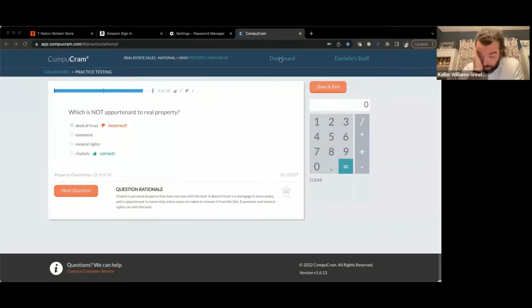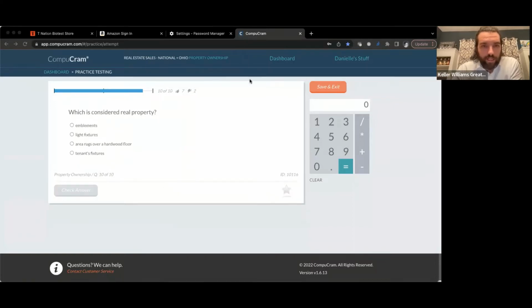A deed of trust, excuse me, is a mortgage in some states and is appurtenant to ownership unless steps are taken to remove it from the title. A little bit of a tricky question, but chattels are definitely personal property and would not be an appurtenance to the property. And finally, which is considered real property?